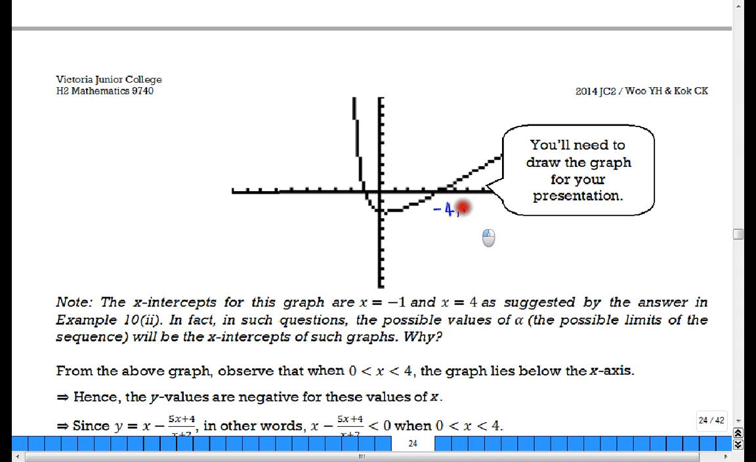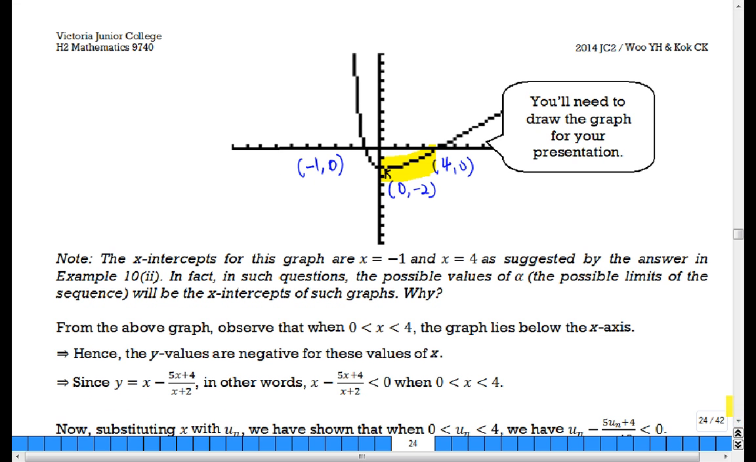You better label minus 4, 0 here. Hey, sorry, 4. I'm so sorry. 4, 0 here. And minus 1, 0 here. Alright. This y-intercept, you can label, don't label, never mind, for completeness, label it, which is, let me see, 0, minus 2. Okay, better label. Now, what do we want to observe? We want to observe that from the graph, for x smaller than 4 and larger than 0, the graph lies below the x-axis.